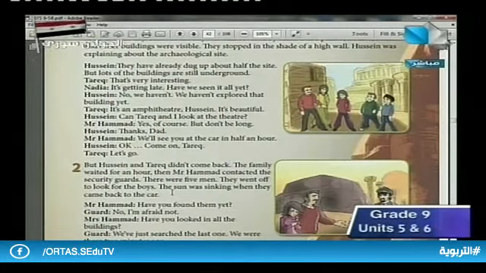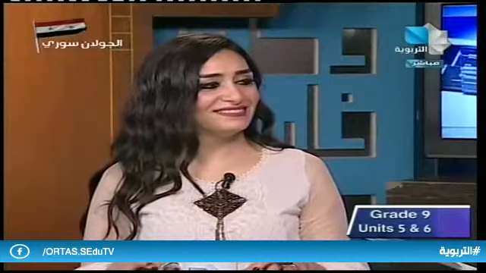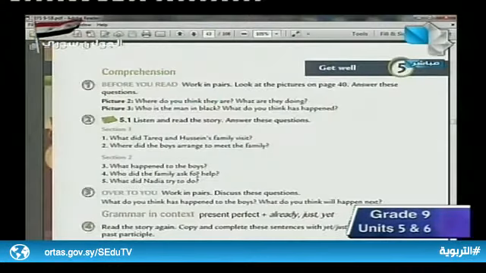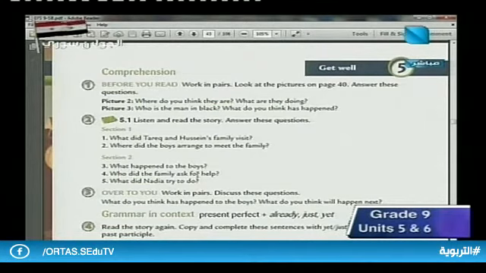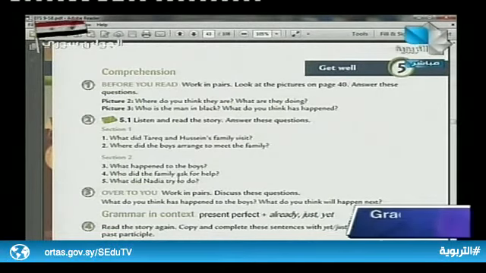That's it. So it's a nice story, in fact. And the students get excited to know the rest of the story. Yes, of course. But here, maybe there are some questions about the text. In exercise maybe 2, we have some questions about this story. What happened to the boys, for example? For example, the first question, what did Tariq and Hussein's family visit? The answer is they visited the site of an ancient city, which is the buried city in our book.